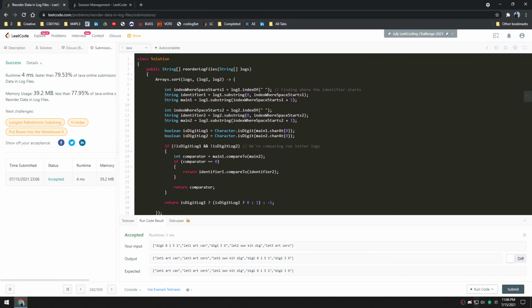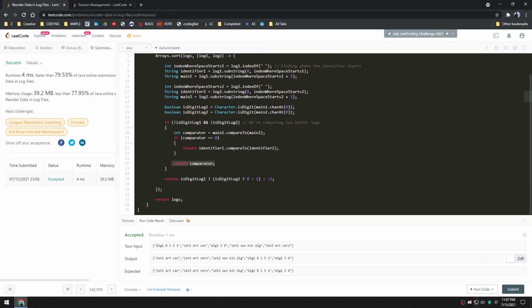So we're using the power of lambda here by constantly comparing 2 logs, getting the identifiers by using the space, getting the rest of the log using that identifier, doing the same for both, and checking to see if they are digit logs or letter logs. Now, if they're definitely letter logs, okay, compare them. If there are no changes or they're both exactly the same, compare them again, but this time on the identifier. And then lastly, return the comparator here.